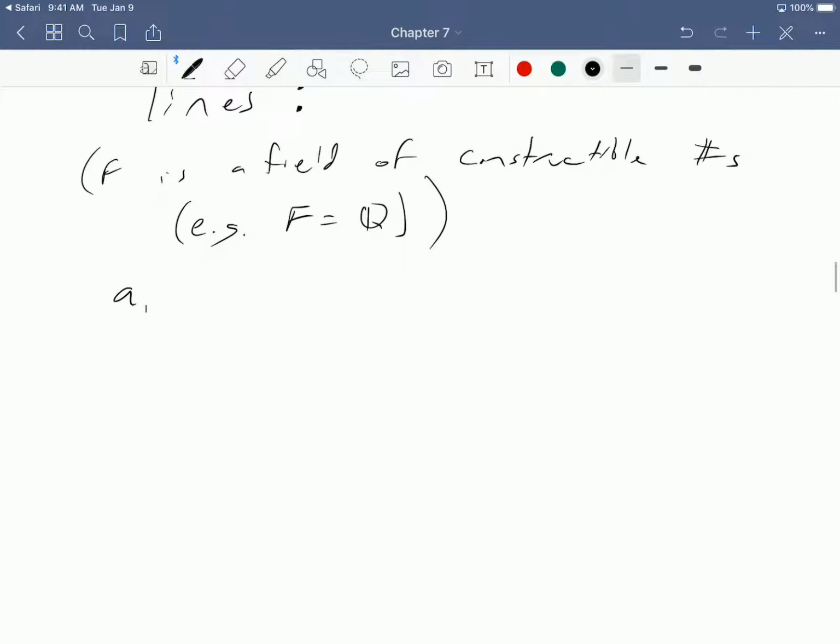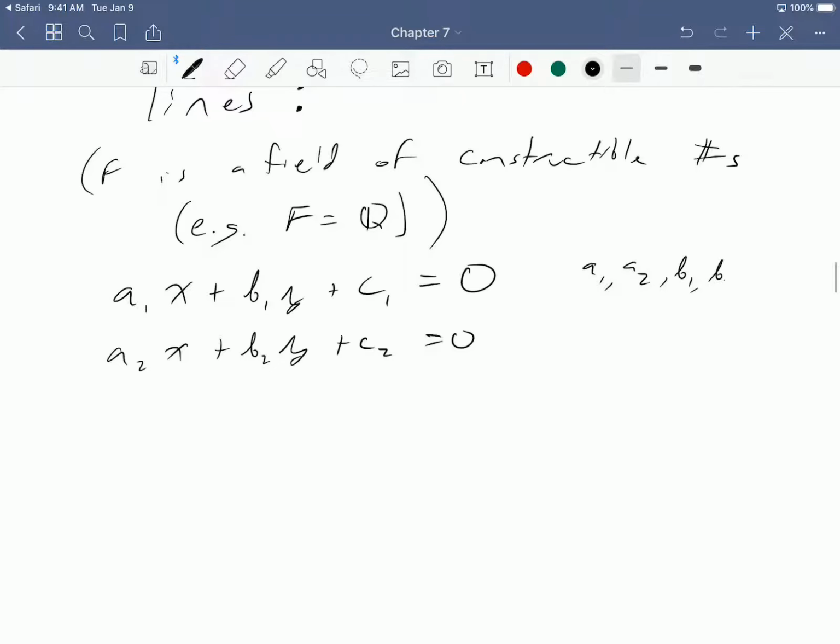So we might take the line a1x plus b1y plus c1 equals 0. And then our second line might be a2x plus b2y plus c2 equals 0. And these are constructible. Saying these are constructible means a1, a2, b1, b2, c1, c2 all are in the field F. So maybe all of them are rational numbers.